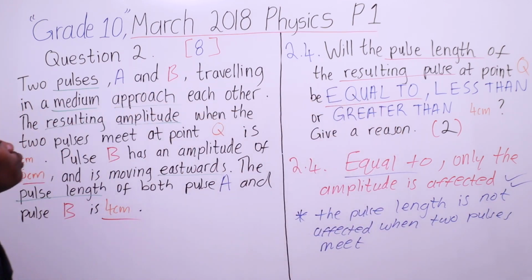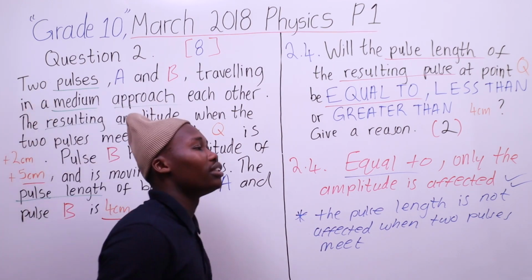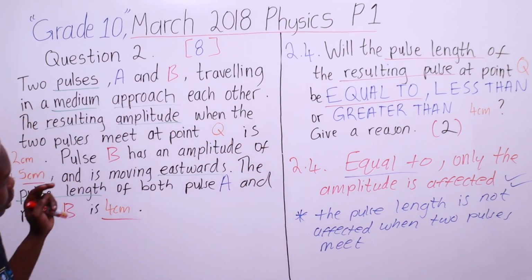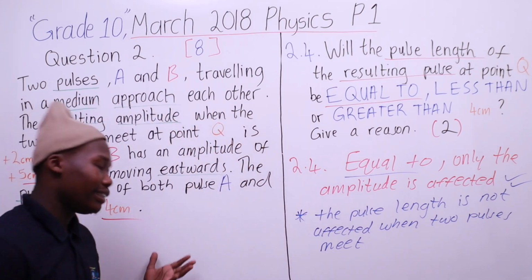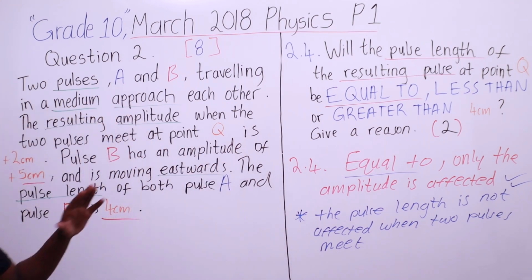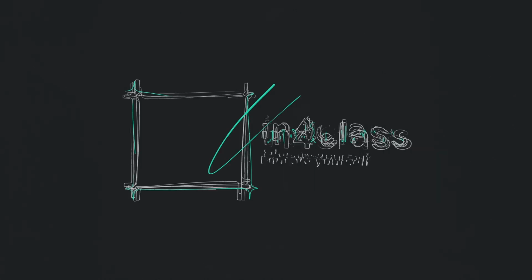Yabo? So we've answered question 1, MCQ, multiple choice questions worth 8 marks. We've answered question 2, speaking about some pulses, worth 8 marks. So we now have 16 marks, 16 out of 50. So now we will be going to question 3.